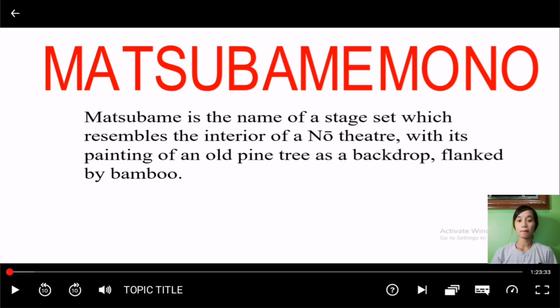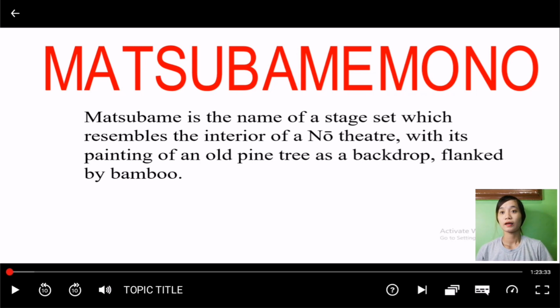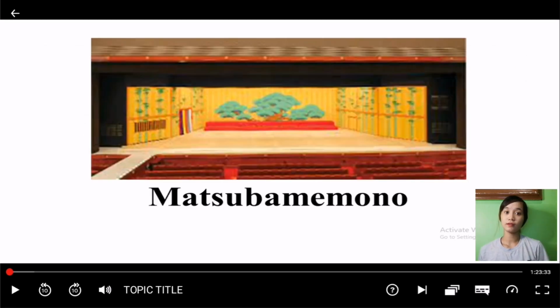Next one is Matsubame Mono. Matsubame is the name of a stage set which resembles the interior of a Noh theatre with its painting of an old pine tree as a backdrop flanked by bamboo. This is using a giant pine tree backdrop, Matsubame in Japanese, as the main stage setting. This is the Matsubame Mono.